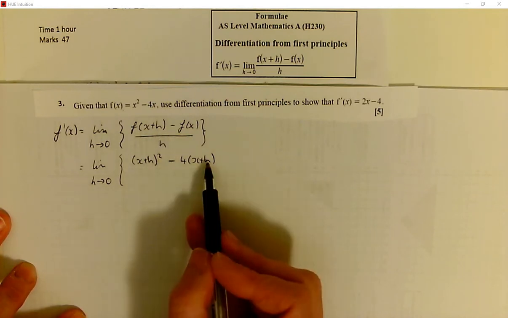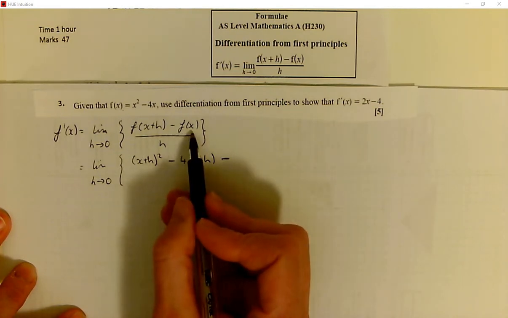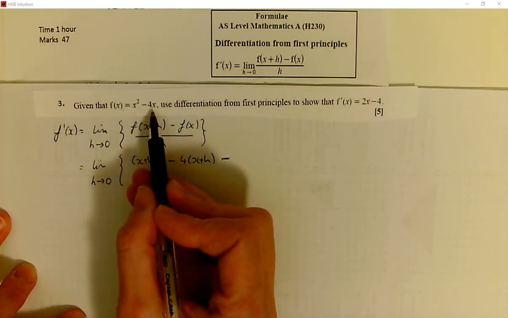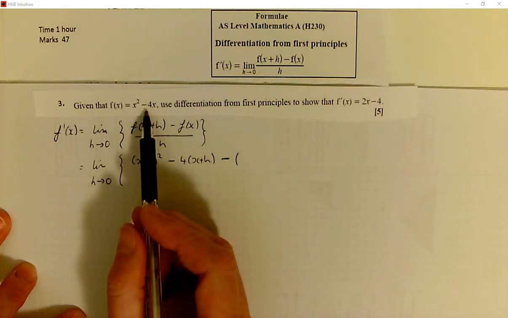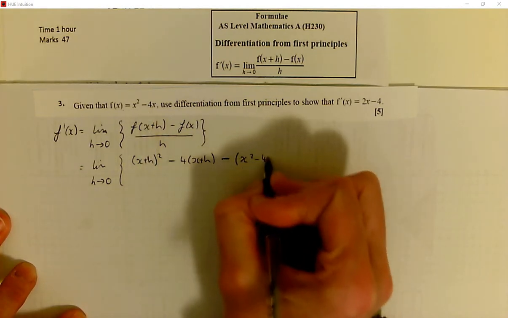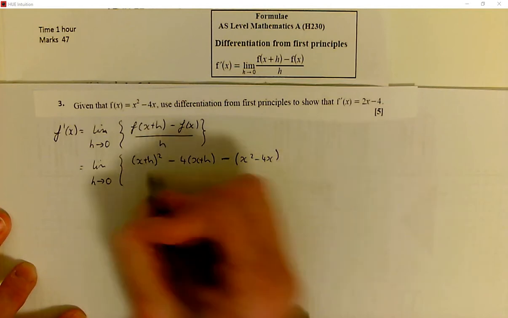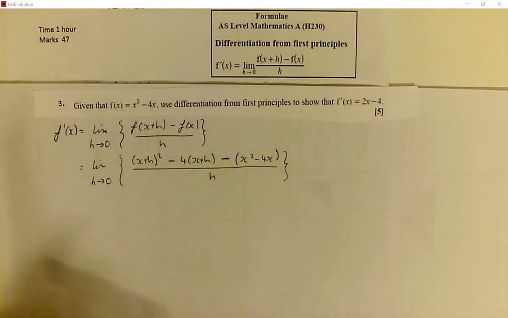That's all we've put. So now we need to take away this function. Now this function has two terms, so I'm going to put that in brackets, especially because there's a subtraction there, so I don't want to mess up my signs. So take away x squared minus 4x, which is the f of x, all over h. So just trying to make that super duper clear.